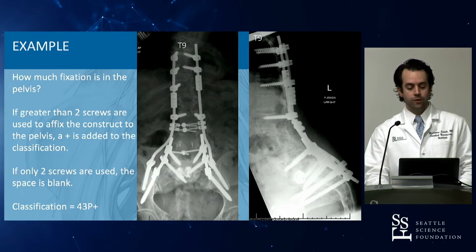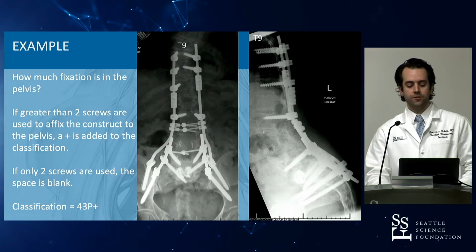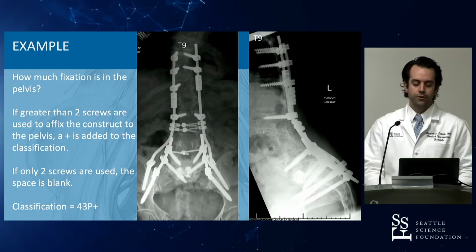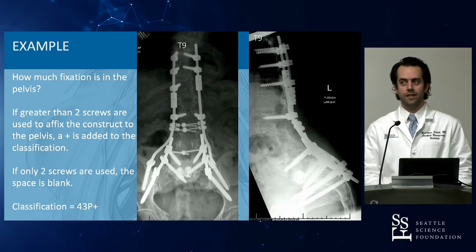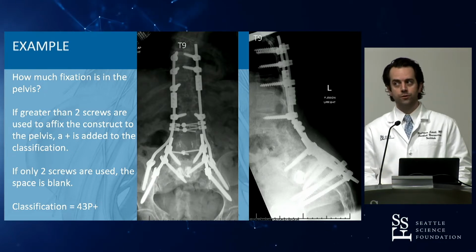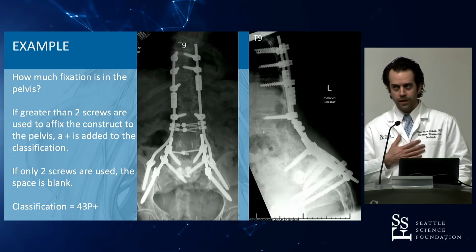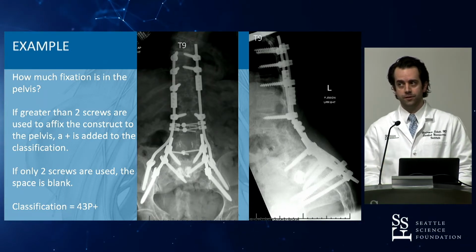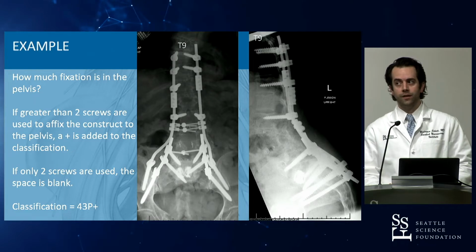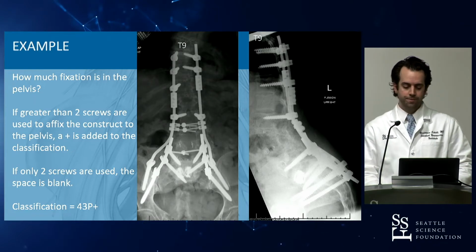The next question we ask is, how much fixation is in the pelvis? If greater than 2 screws are used to affix it to the pelvis, a simple plus is added to the construct. If there are only 2 screws, then the classification stops right there. So in this particular case, it's a 43P. So 43P gets us to the pelvis.